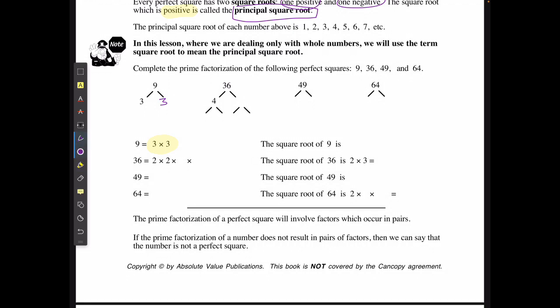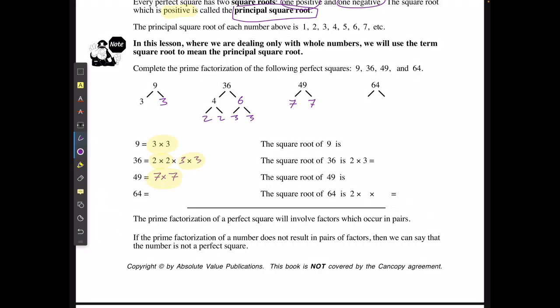If I have 36, that could be 4 times 6, and this would be 2 times 2, and 3 times 3. Which means that, once again, I can see that here's a pair of 2's, and here's a pair of 3's. If I took 49, that is just 7 times 7, which means that there's just two 7's.